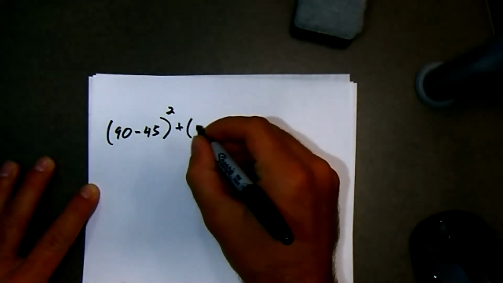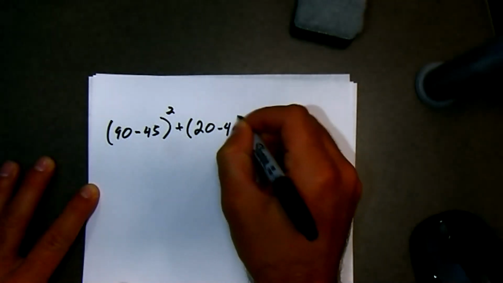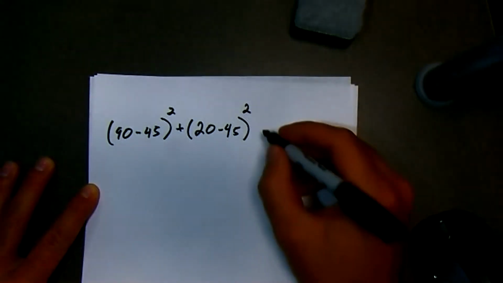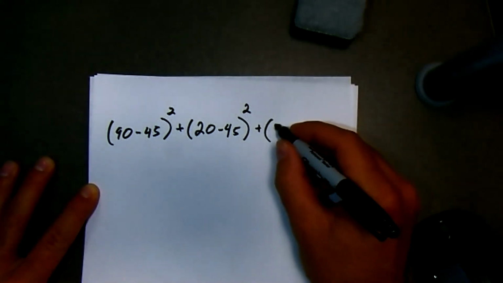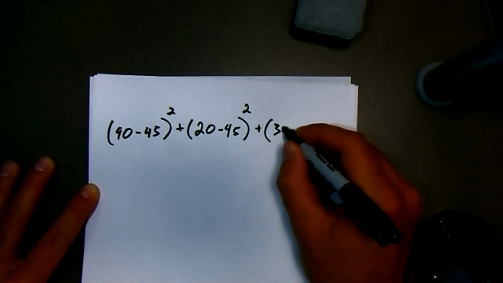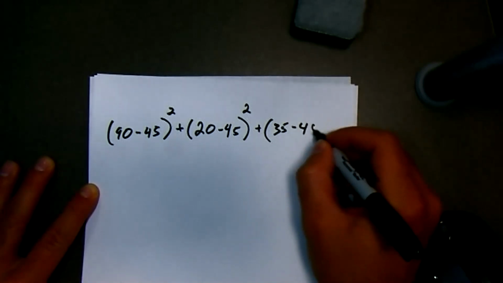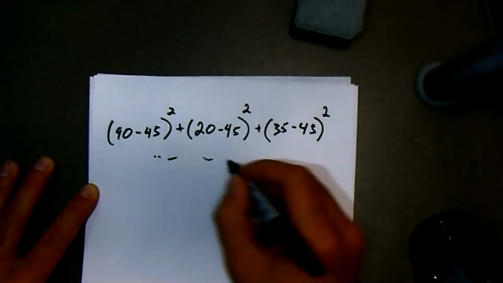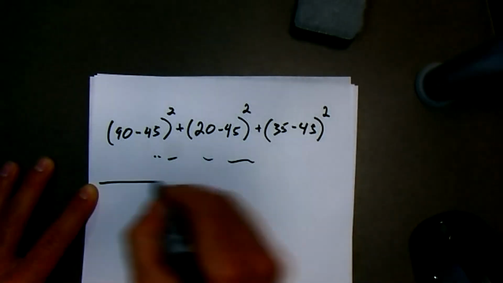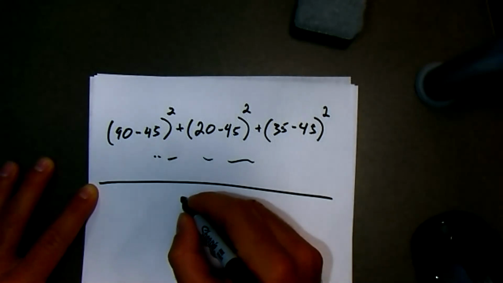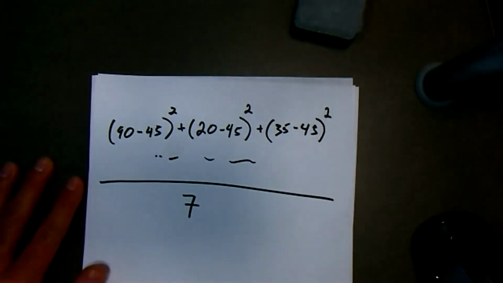I would essentially take that first one. If I wrote this out all in one line, 90 minus that mean of 45, square that value. I would then add to that the next one, which was 20 minus 45, square that value. I think the next one was 35 maybe? I might be doing these out of order, but you can imagine. I would keep doing this for every single observation, write that all out in one line, and then divide by n. We had 7, so that's the process I would use.